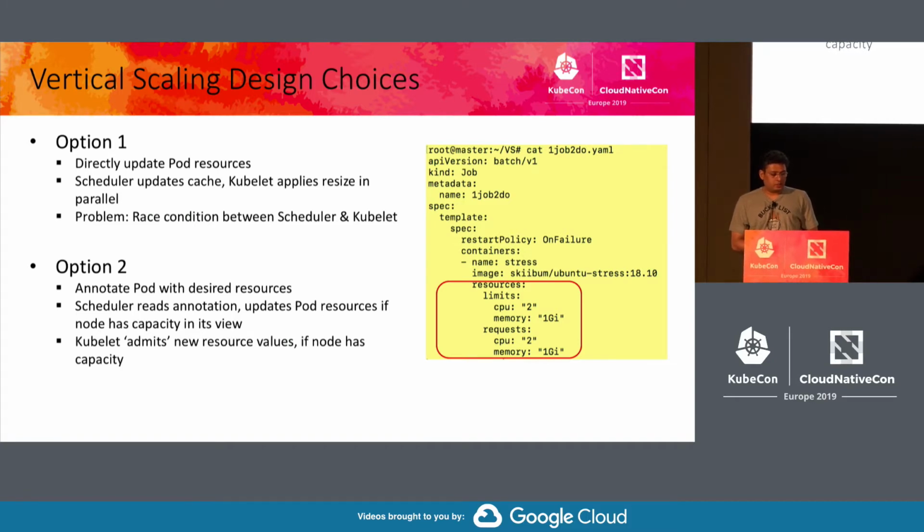The way we do this is we set an annotation saying, my resources are X, I want Y. And the scheduler looks at this and looks at its node available resources cache and says, okay, looks like the node has capacity, I'm going to let this through. And once the scheduler lets this through, it does so by updating the resources section. The kubelet takes over and it does this admission check. So we are focused on updating the resources section here, as shown in the spec.